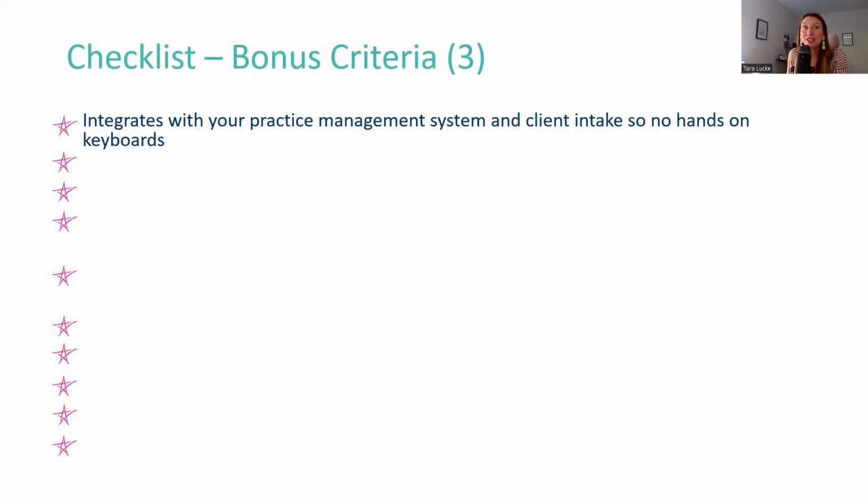Here's a few bonus criteria. So I think if you can get precedents that integrate with your practice management system and ideally your client intake form, so you've got integrity of data, then that is just a game changer in terms of the speed of producing the documents, the accuracy, and having a common source of truth with the names all being correct and knowing with certainty they're correct in the documents.